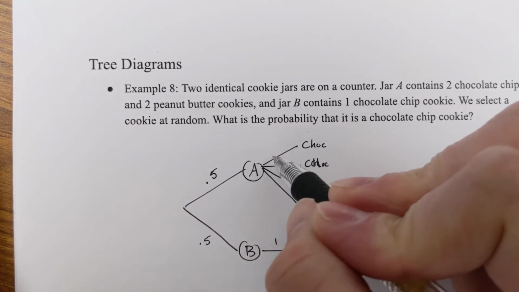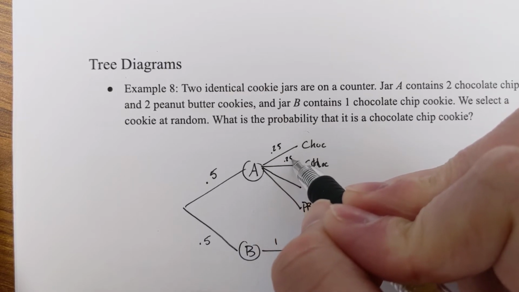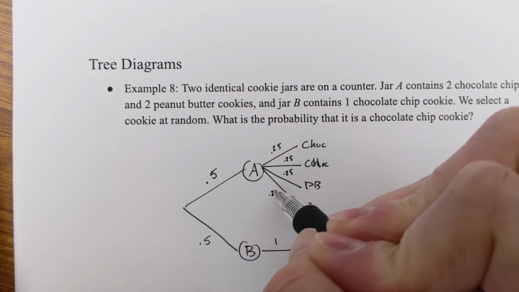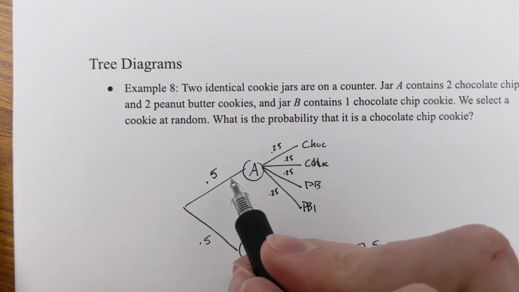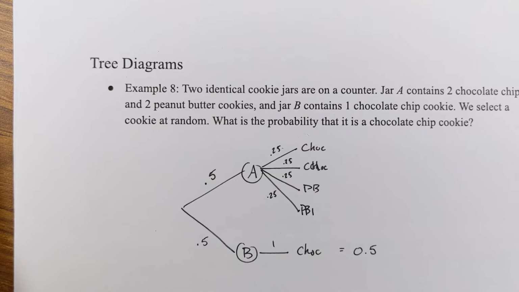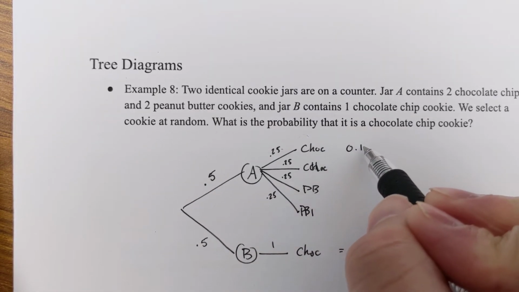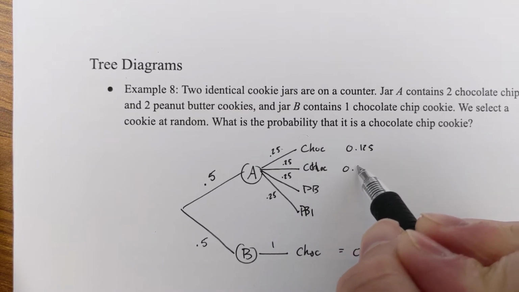Up here, there are 4 choices. So if I'm selecting at random, each of these individual choices has a 1/4 or 25% chance of occurring. So to get this chocolate chip cookie, I have to multiply those 2 things because I have to have selected jar A and this cookie, so this is 0.125. These are actually all 0.125.